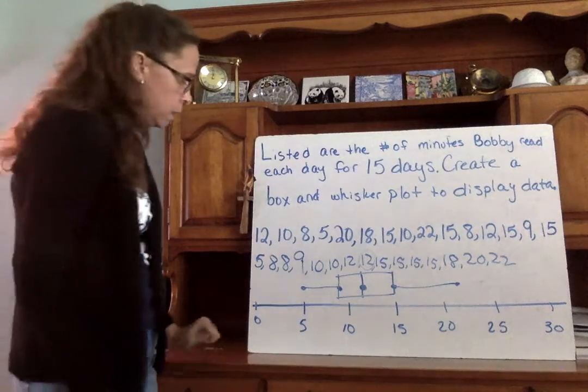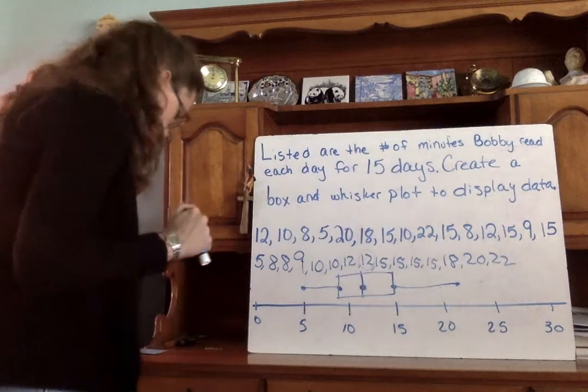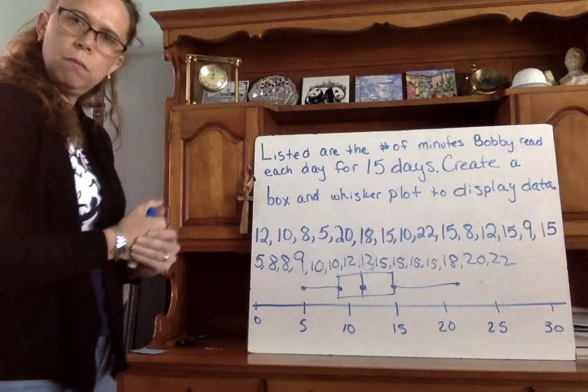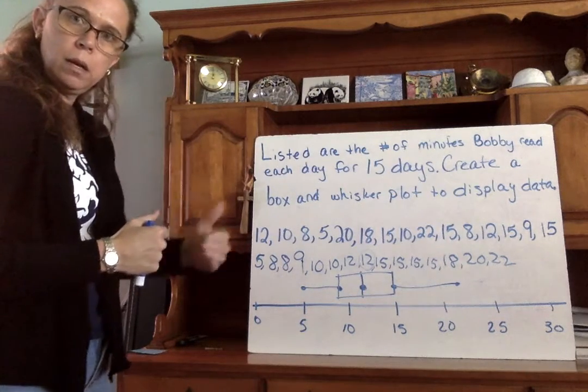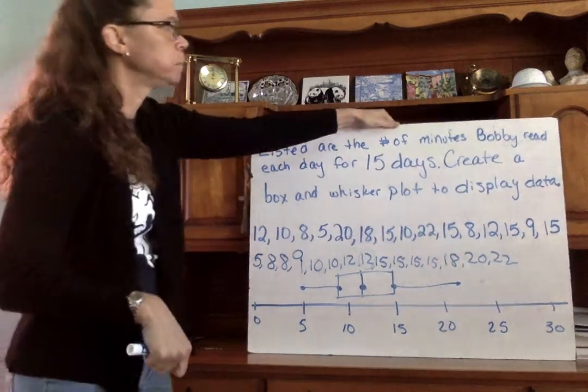So in your practice set, I want you to look at A and B. Do A and B in your practice set. Pause your video. Go ahead and create your box and whisker plot and your line plot for A. A is the line plot, that's where we put the X's. And then B is your box and whisker plot.